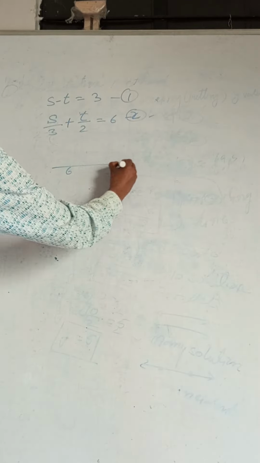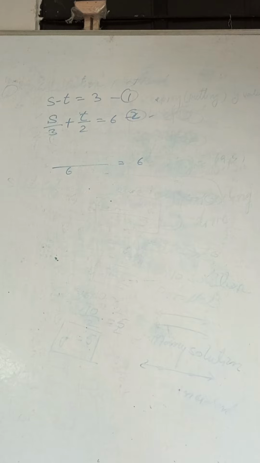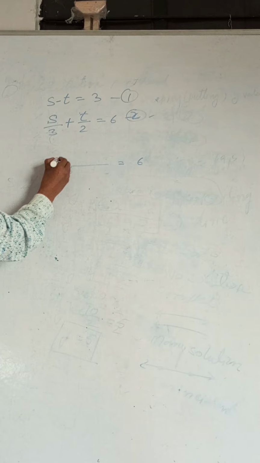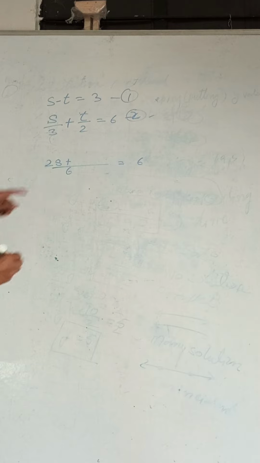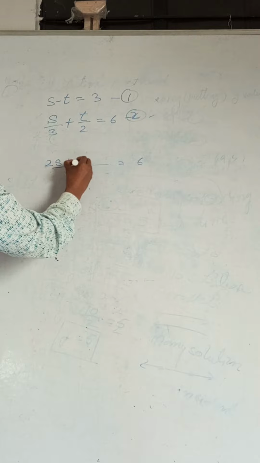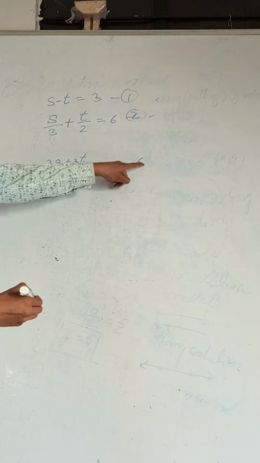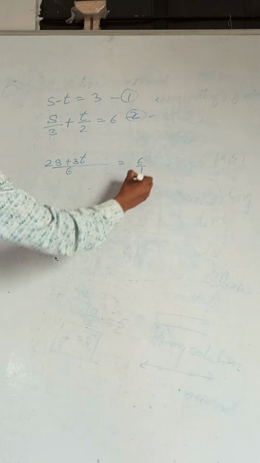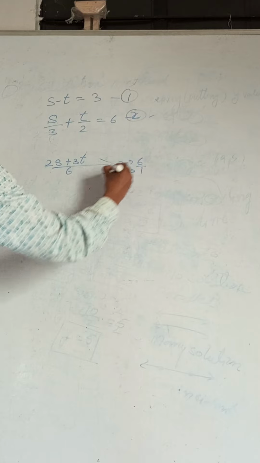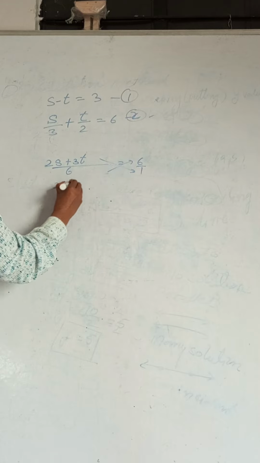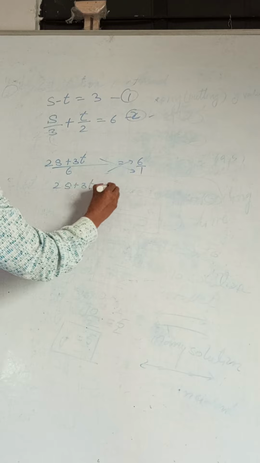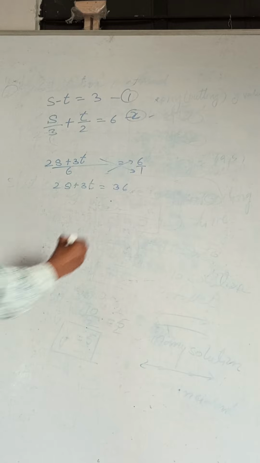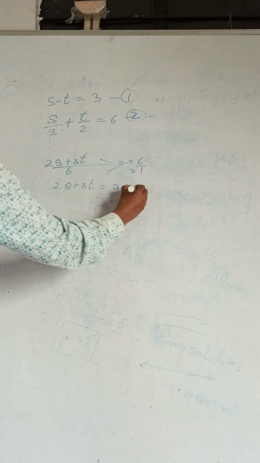Equal to 6 is written here. So 6 divided by 3 is 2, 2 into s, 2s, plus 6 divided by 2 is 3, 3 into t, so 3t is equal to 6. Now we can write 6 by 1 by cross multiplication, so it becomes 2s plus 3t is equal to 36. Now we got equation number 3.